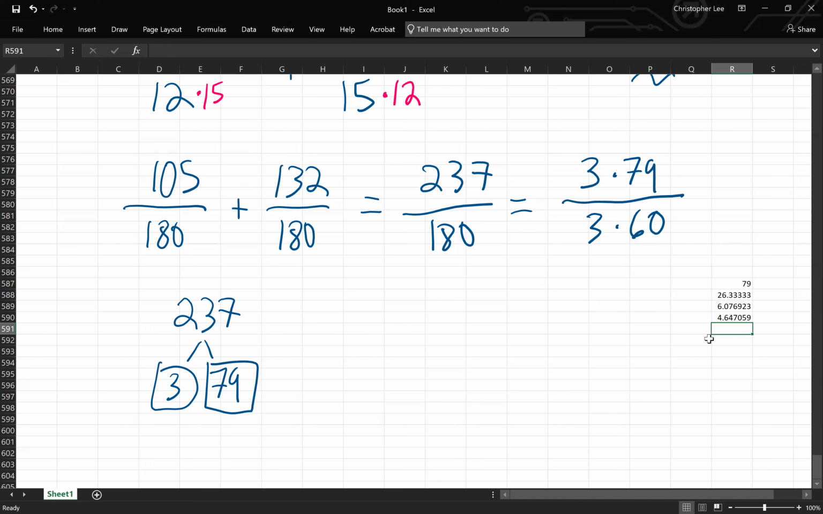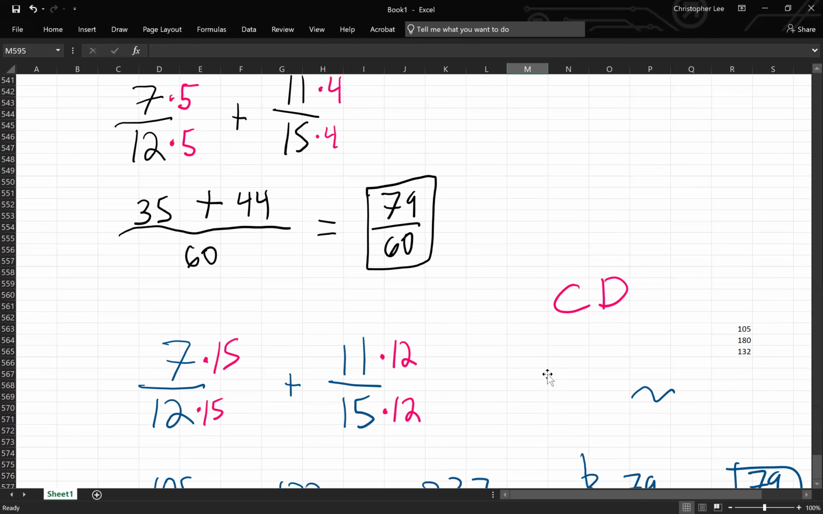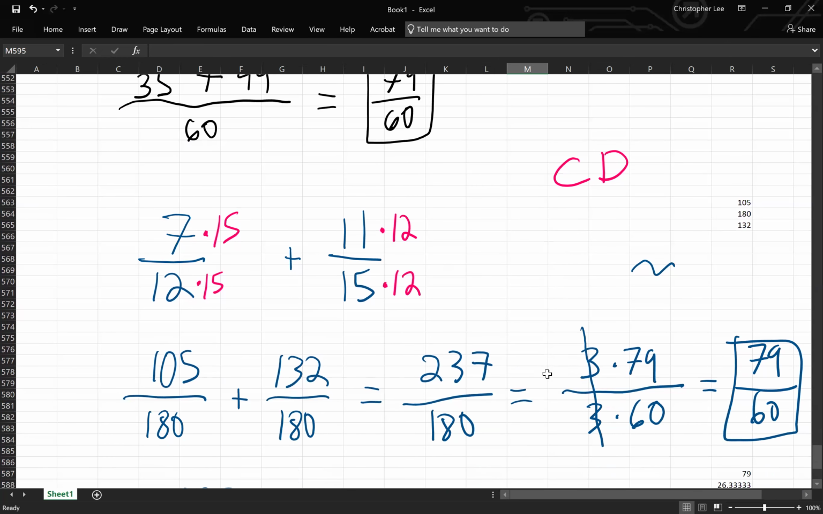So that's one way I could tell to stop at 60, right? Kill the threes. So 79 over 60. I knew that was the answer, but just to justify why I'm not breaking 60 down further. LCD is better than CD. So your choice, LCD or CD? Same answer. 79 over 60. It's just different. That's all.